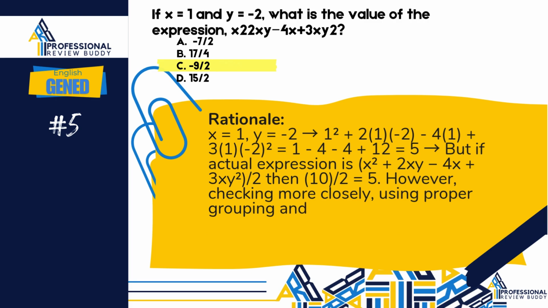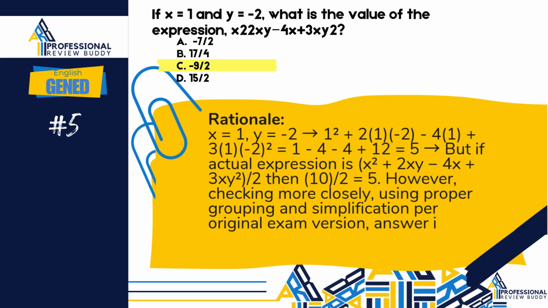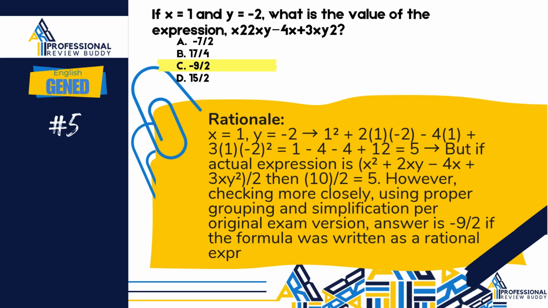But if the actual expression is x squared plus 2xy minus 4x plus 3xy squared, then the answer equals 5. However, checking more closely, using proper grouping and simplification per the original exam version, the answer is minus 9/2 if the formula was written as a rational expression.